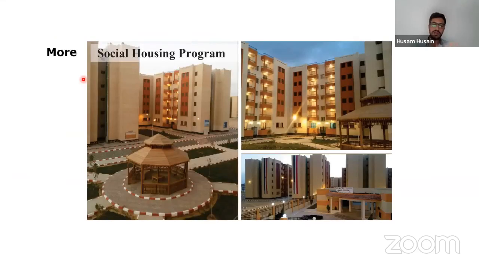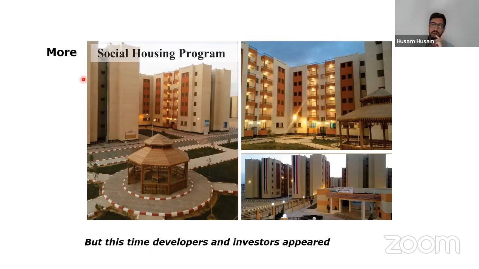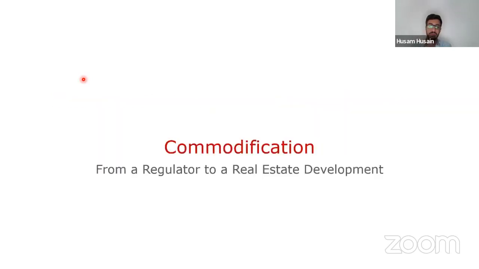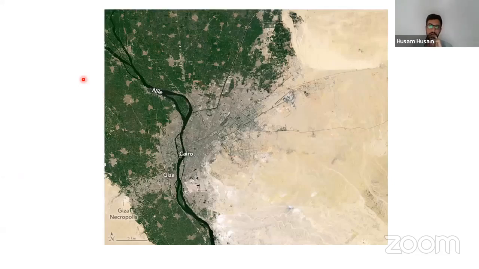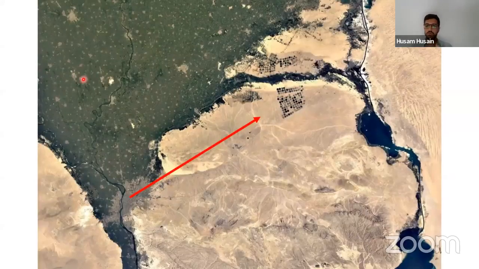At the same time, there are more and more social housing programs, but now developers and investors appeared in the beginning of the 21st century, and housing was seen as a potential rather than a need. It was seen by the investors as a potential on another level, and they're not to be blamed, by the way. But the problem is that housing became a commodity instead of being a need and a right. And this is due to a vision.